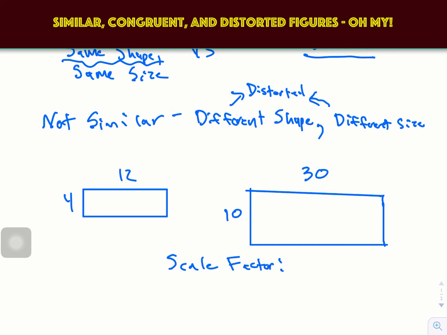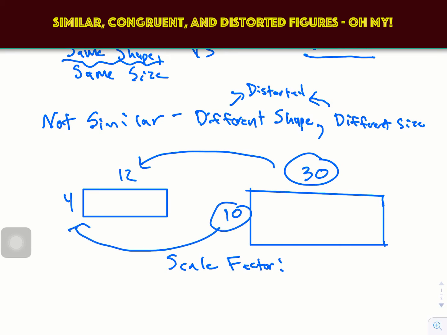I purposely chose these numbers because a lot of times students will think that if a number is not a multiple of the previous image, in other words, 12 doesn't go into 30 evenly, and 10 doesn't go into 4 evenly, that they are not similar at all. So first of all, we can rule out congruent right away because they are obviously a different size, so it's not congruent.